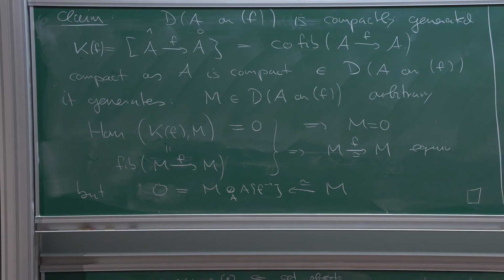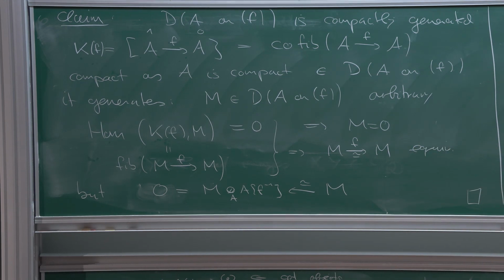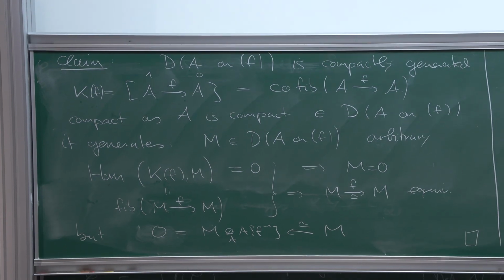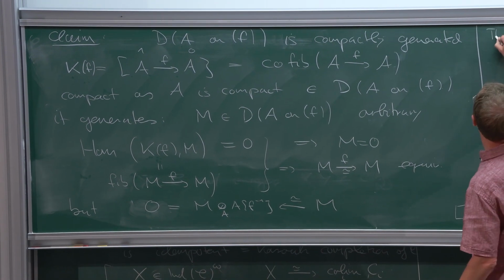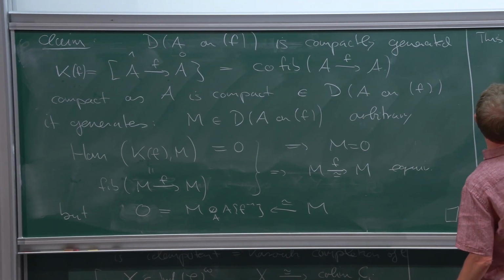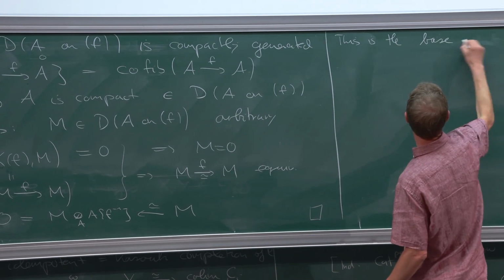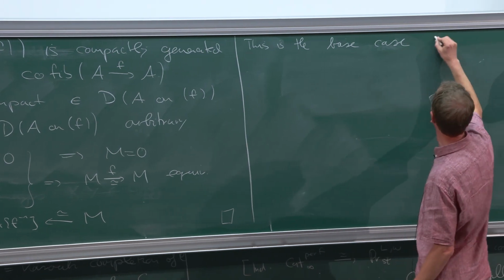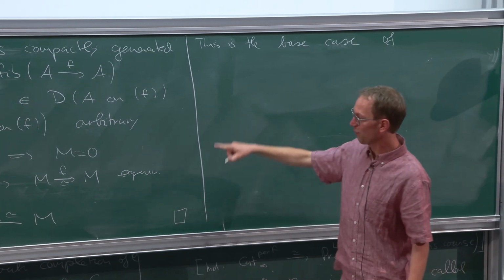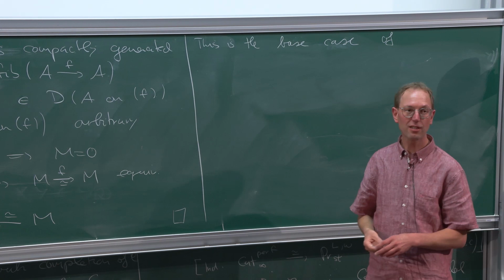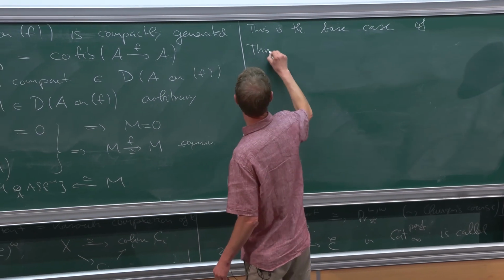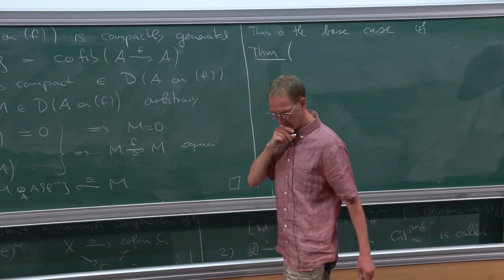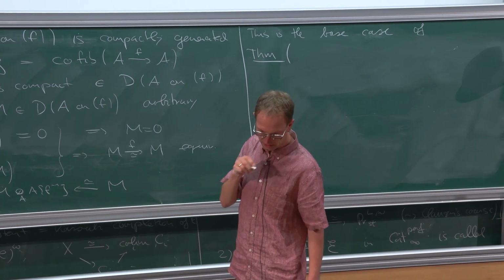Okay. And then this is in fact the base case somehow of the general thing for Zariski localization. So this example is the base case of the following important theorem, which is somehow proved by induction over some Zariski coverings of a scheme. So this goes back to, I think, Neeman.